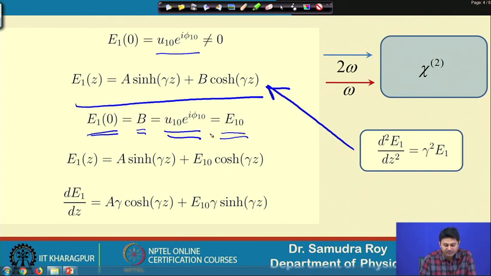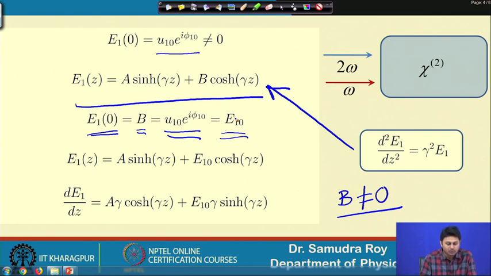So, the coefficient B is interestingly now not equal to 0. Previously, if you remember the previous calculation, B was 0, because in the input we considered that there is no fundamental or E1 field. That is why this quantity was 0. So, B was 0.